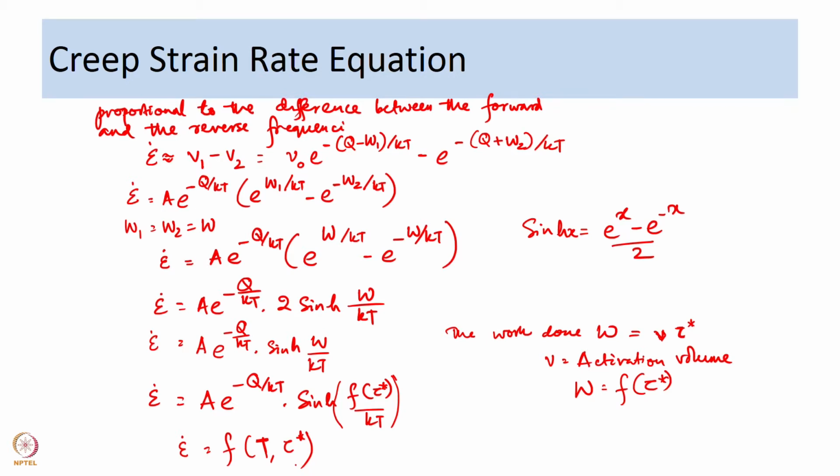This is a very important equation that we have arrived at, and we are going to come back to this equation in a slightly different form. This equation is at the heart of creep deformation. It tells you the relationship between the strain rate of deformation and temperature T and the applied stress tau. There will be slight variations of this equation, but the concept is going to be the same.